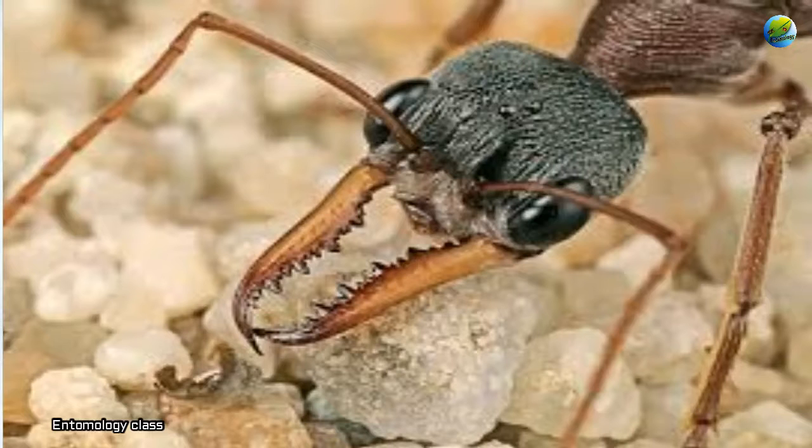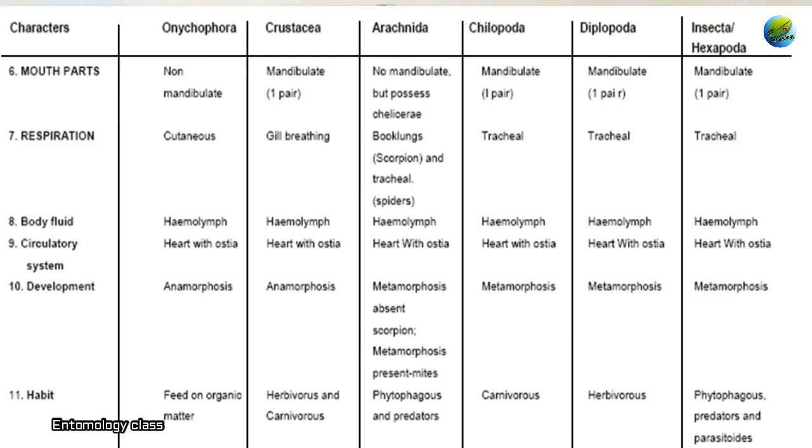Next one, coming to the mouth part, if you see all the arthropods, they are having the mandibulate mouth part, which means the biting type of skeletonized chitinous mandibles. They are strong apparatus for cutting the food.